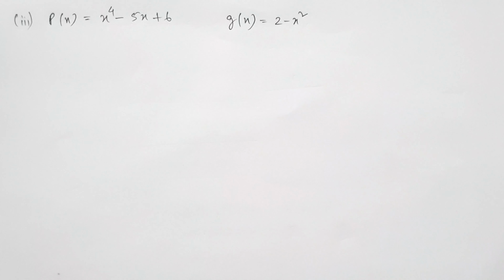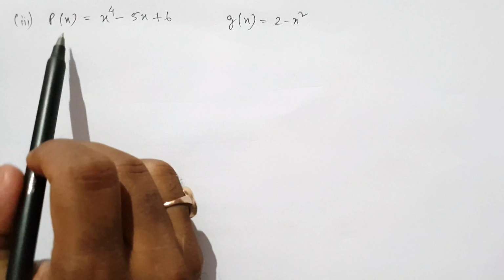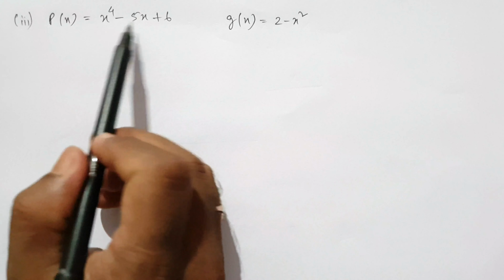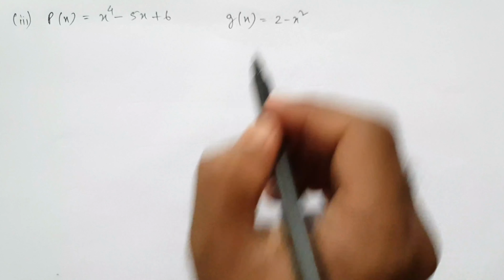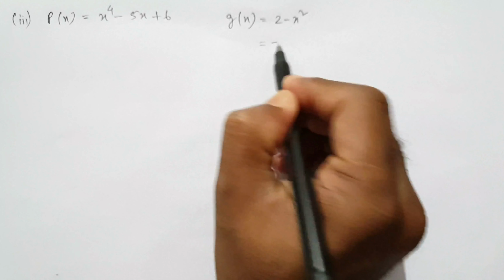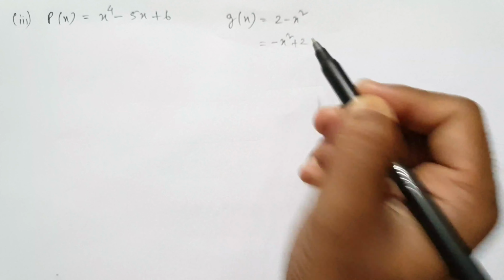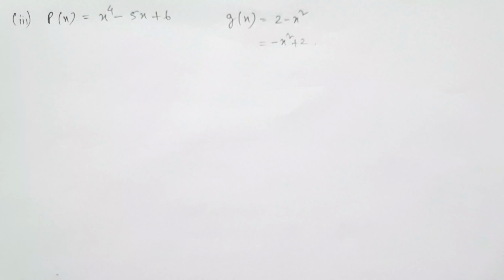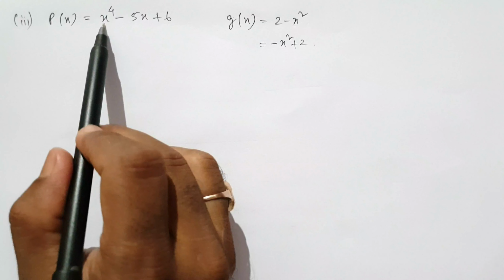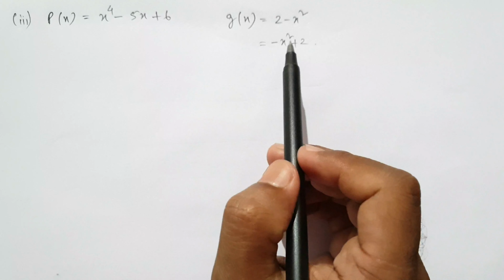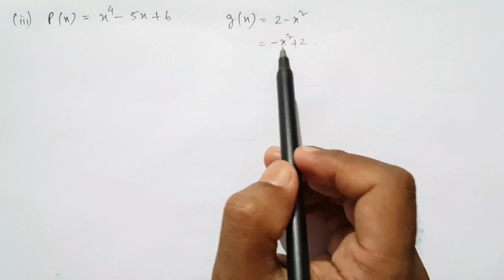Let's solve 1 Roman 3. In the question they said px is equal to x to the power 4 minus 5x plus 6, and the value of gx they have given as 2 minus x square. So this 2 minus x square we can write as minus of x square plus 2. Why minus of x square plus 2? Because as you can see, the first term of px is x to the power 4, which is a variable. Just to match with this, we'll bring the variable in front, that is minus x square plus 2.